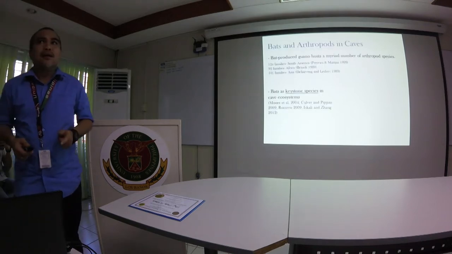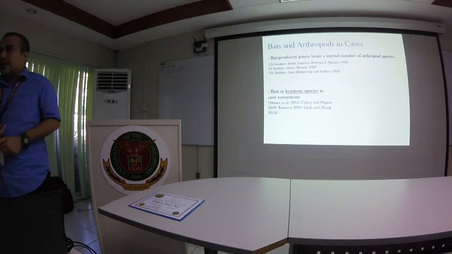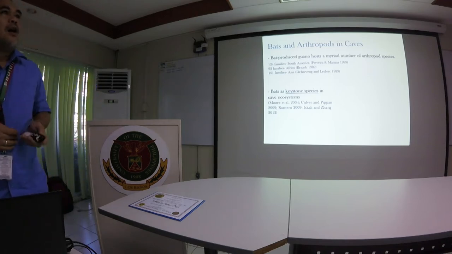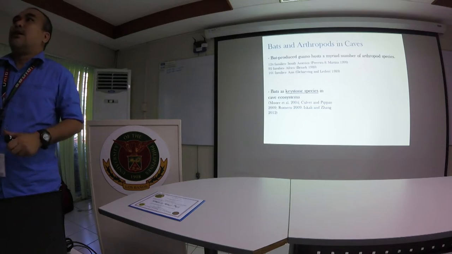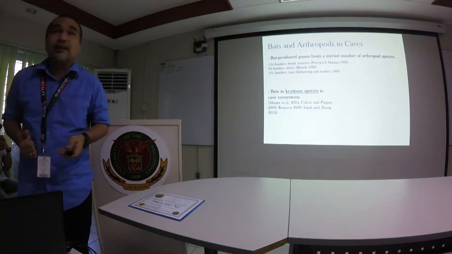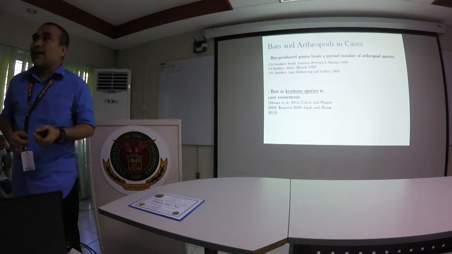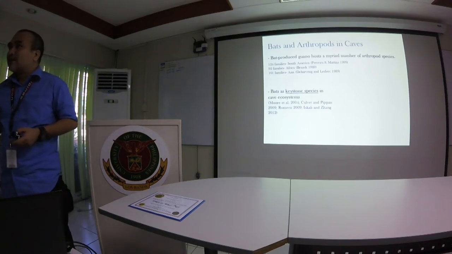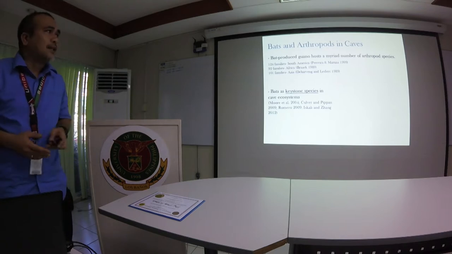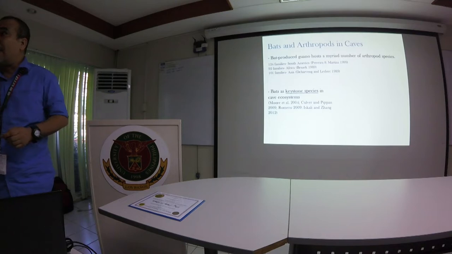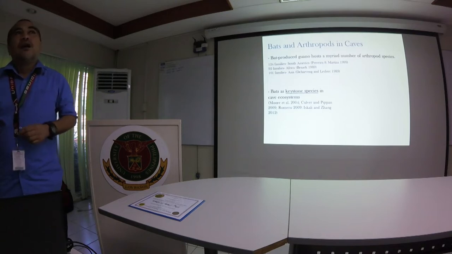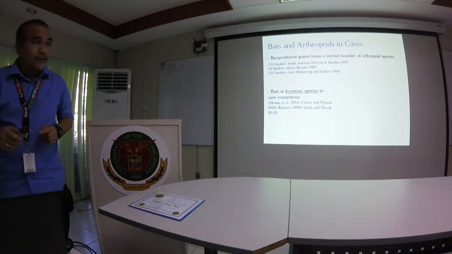So first is that all over the world, South Africa, South America, and even in Asia, guano from bats is host to a myriad number of arthropod species. So let's say in South America there are 124 families, so family level. And in Africa, 92 families, and in Asia, 101 families that can have distributions inside the cave.